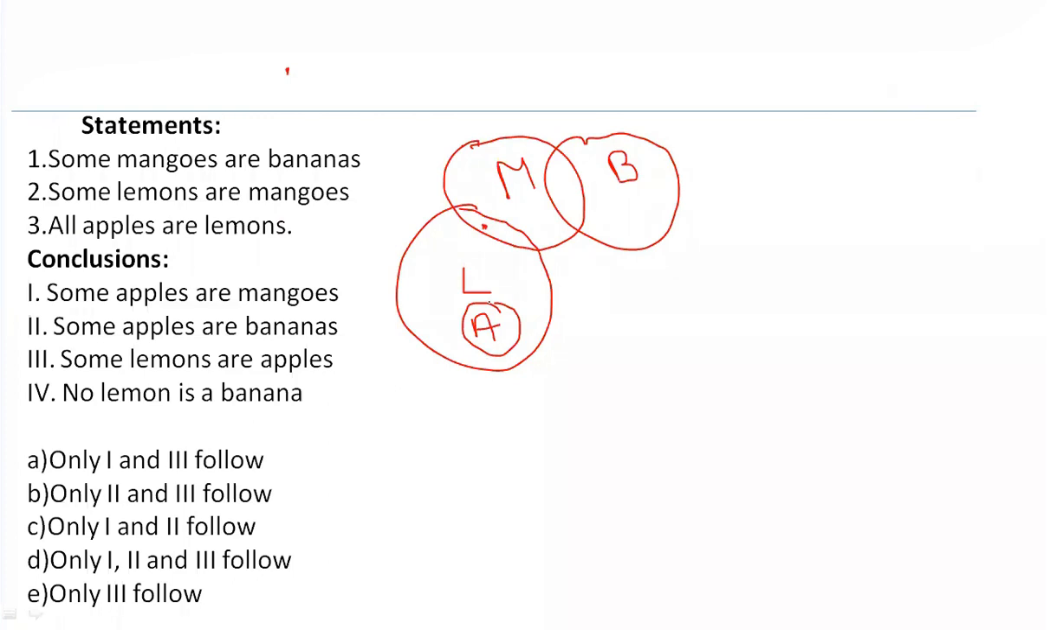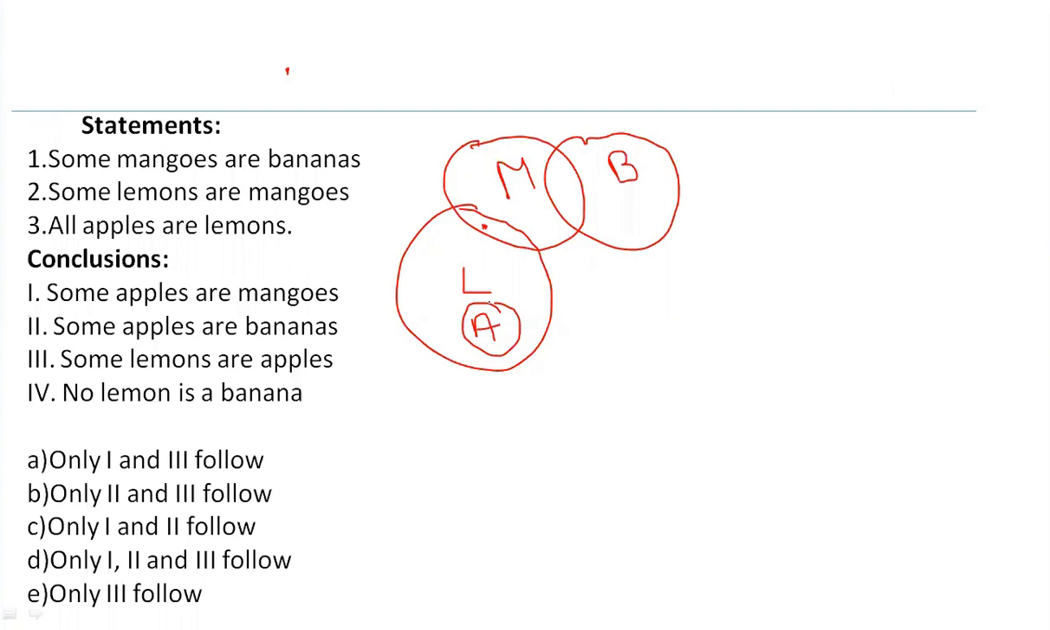Okay. Next, last one. All the apples are lemons. All the apples should lie completely inside the lemons. Whatever the statement is saying, exactly the same thing I have depicted, guys. I should not imagine based on the intersection part or based on anything. Why? Because I have told you already, if you are imagining regarding the intersection part, that is your imagination.